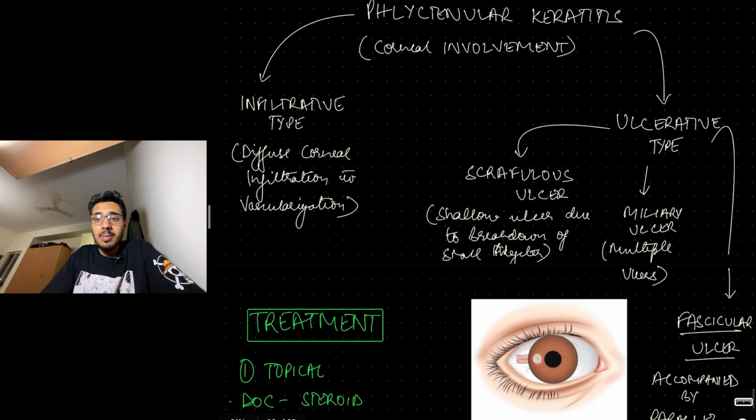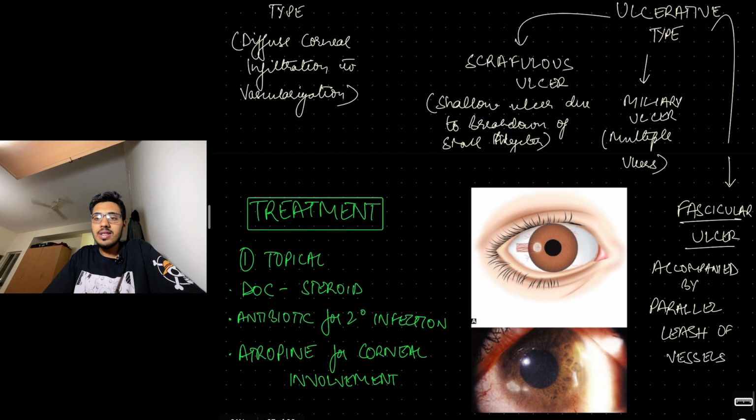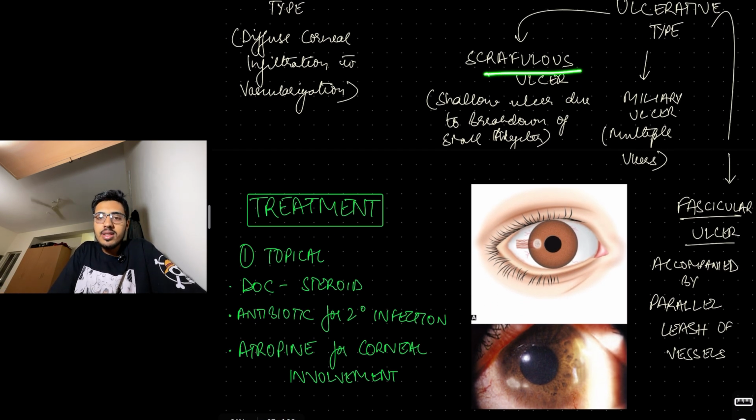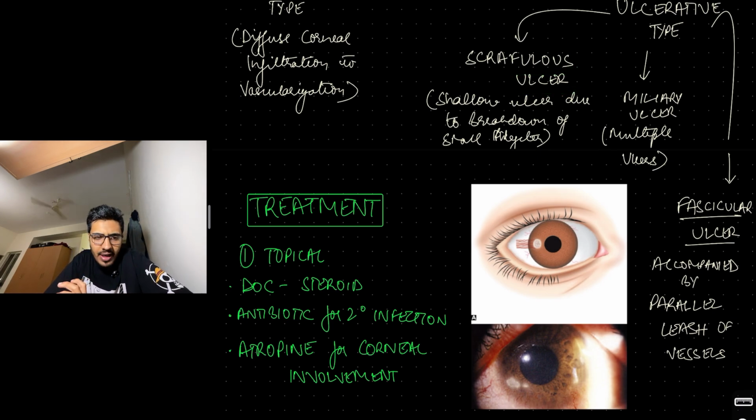Ulcerative type, basically you can have three different types of ulcers. Scrofulous ulcer. Scrofulous ulcer is a very shallow ulcer. If you have a small phlectin that just breaks down, it leads to a shallow ulcer. That is scrofulous ulcer. Miliary ulcer. See, miliary phlectenular conjunctivitis, what did I tell? Multiple phlectins near the limbus. So if all these go into corneal ulceration, then multiple ulcers, miliary ulcer.